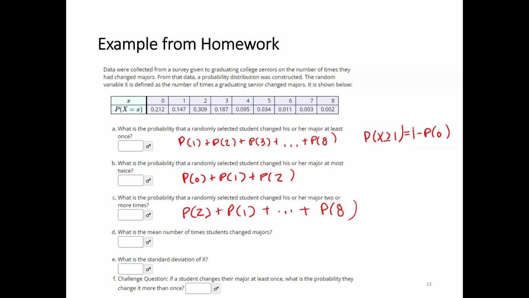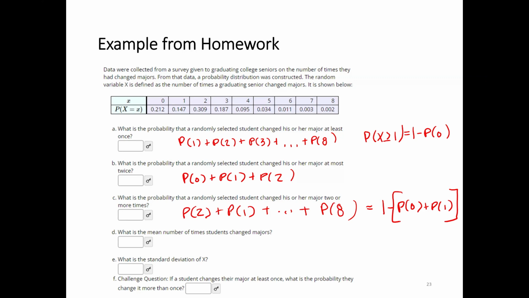But for 2 or more, if the total probability is equal to 1, could you subtract off from 1 the sum of 0 and 1? And that's one way you can check to see if you did it right. So this should equal 1 minus the probability of 0 plus the probability of 1. Put that in brackets. So they should be the same thing.